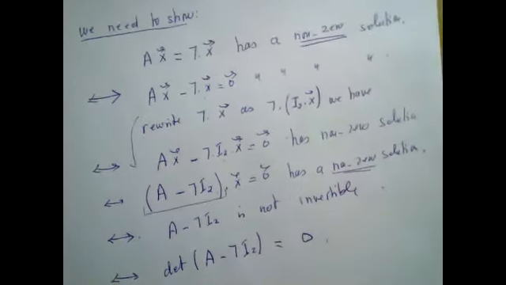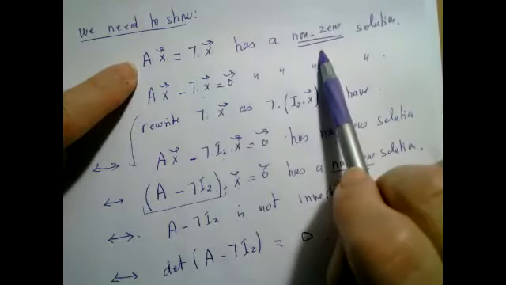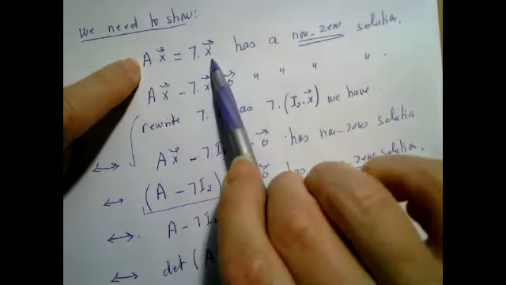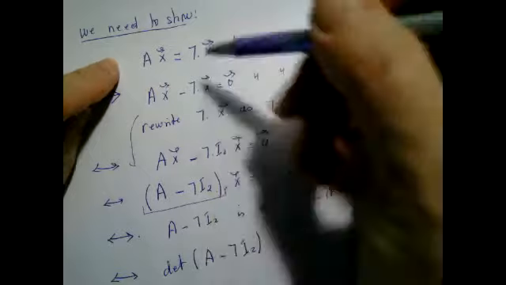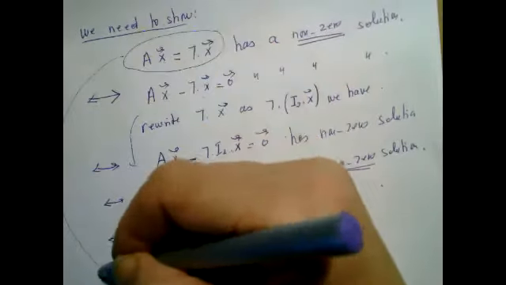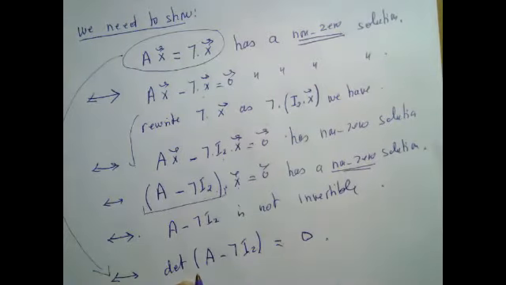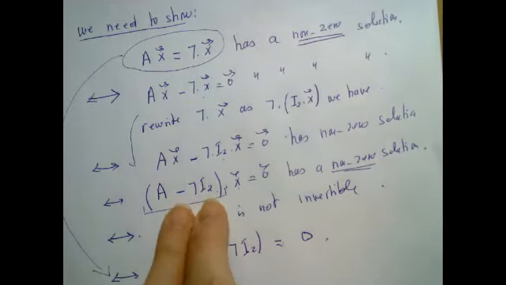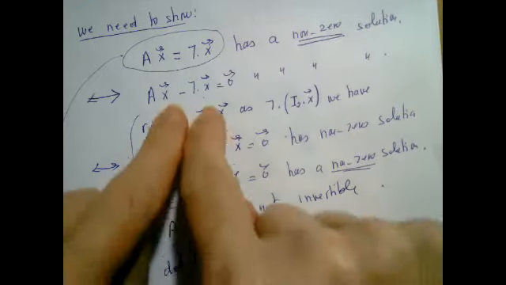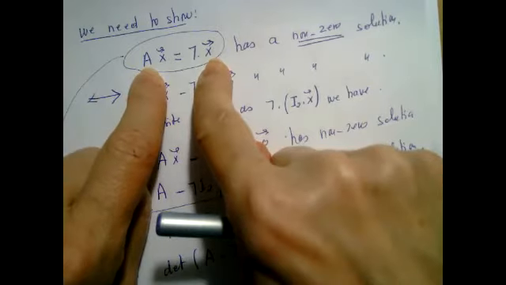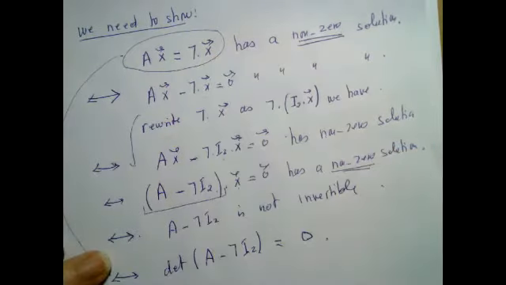So let me sum up. 7 is an eigenvalue if this equation has a non-zero solution, which occurs if and only if the determinant of A minus 7I2 equals 0. Because if this determinant is 0, this matrix is not invertible. It means this homogeneous system has a non-zero solution. By writing it back, I can find a non-zero solution for Ax equals 7X.